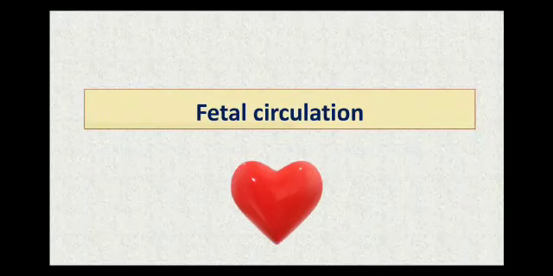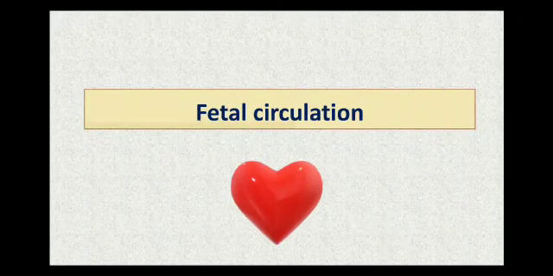So hello everyone, in this video we will discuss the fetal circulation. The fetus circulatory system differentiates from the mesoderm of the embryo. And when does the fetal heart begin to beat? It is around the 4th week of gestation.